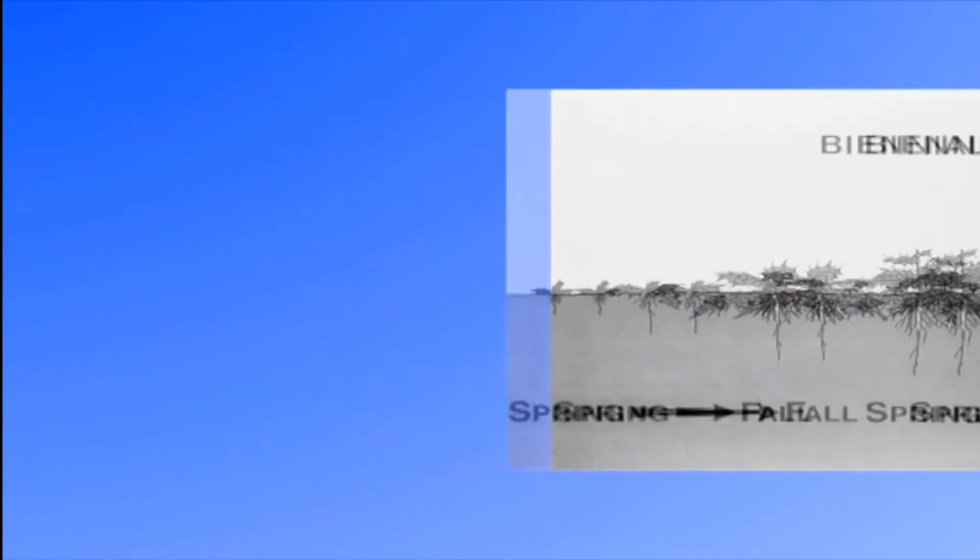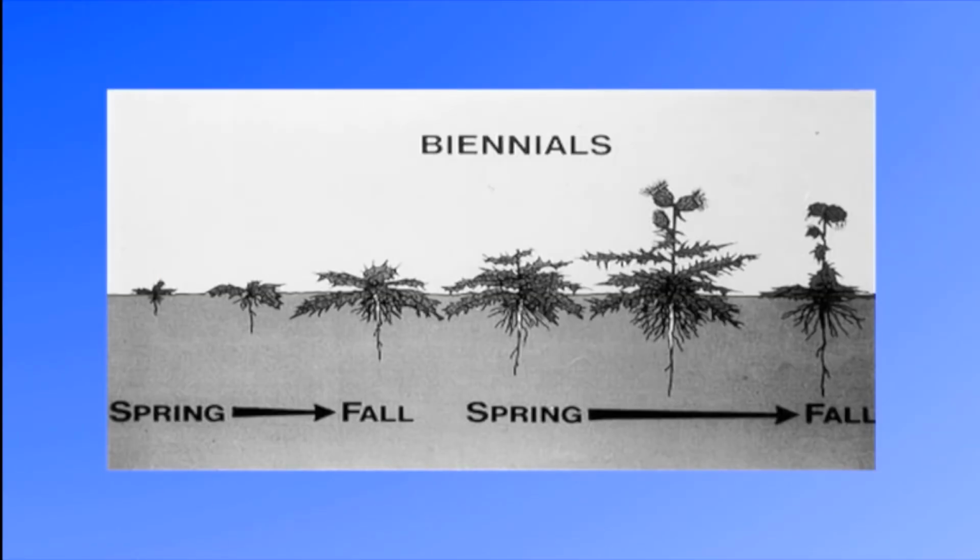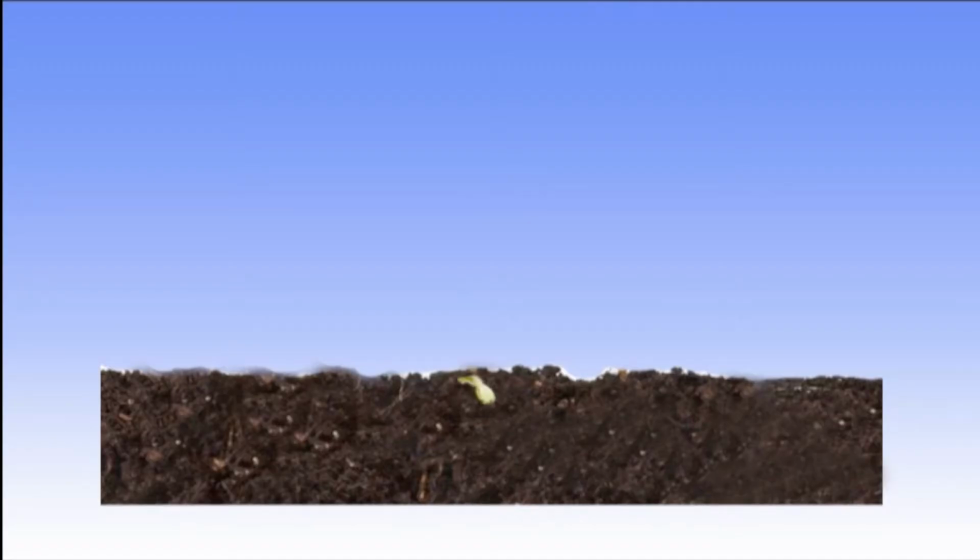Now we come to another type of plants, that is the biennials. Plants that complete their life cycle within 2 growing seasons are called biennials. The plant grows vegetatively and produces leaves but no flowers in its first growing season. In the fall, the leaves either die back or in some cases persist throughout the winter, forming a rosette.